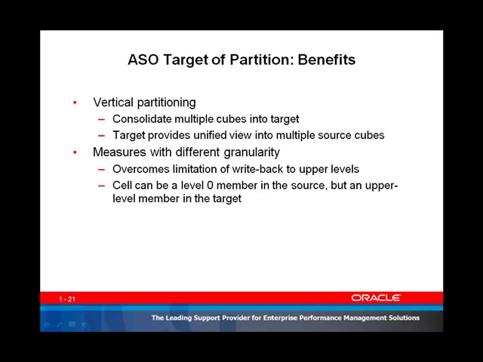The different scenarios for usage of ASO as a target of a transparent partition include vertical partitioning, where multiple cubes are consolidated into an ASO target cube. It's possible to have different granularity, which can resolve issues when data needs to be entered or loaded at different levels. For example, in the case when the actual data exists at a detailed product level, while budget data is entered at a more aggregated level.